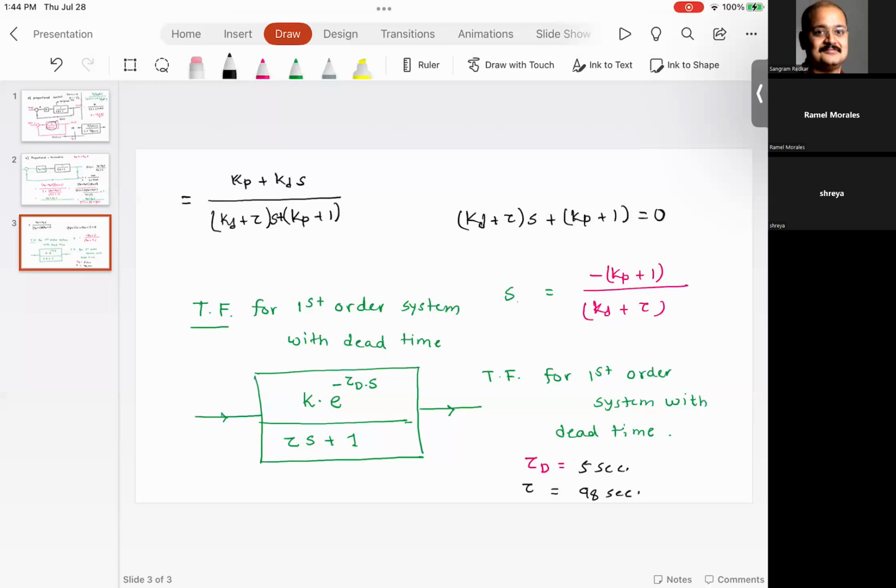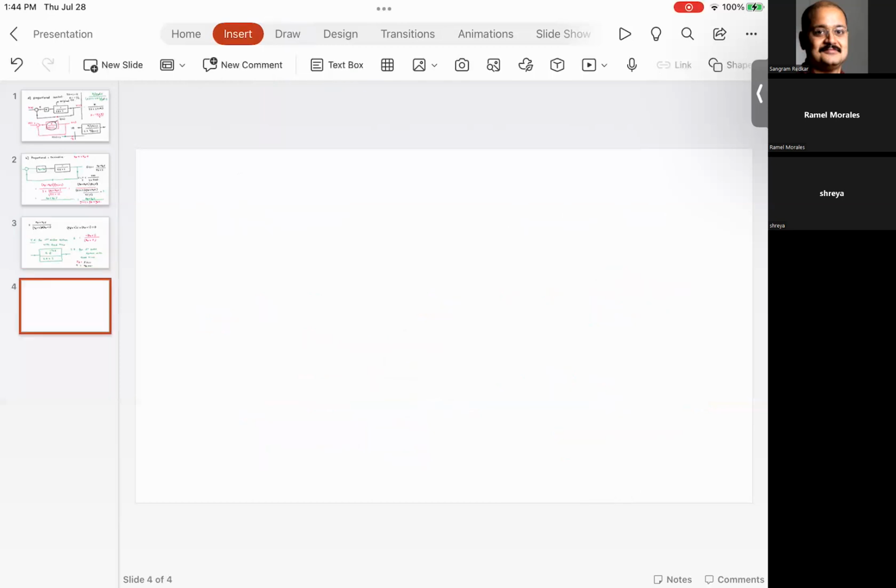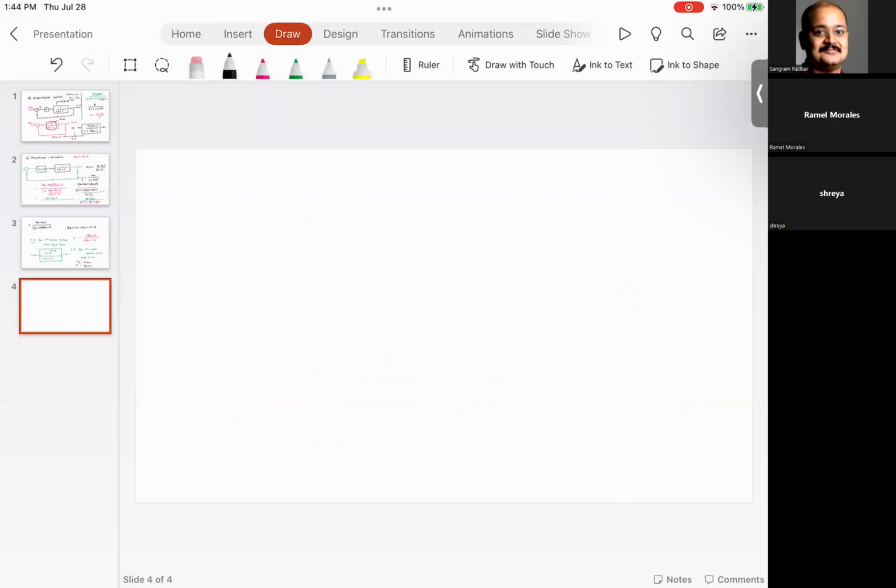MATLAB is not cooperating with me today. So here is what I want you to do till my MATLAB opens. I want you to go to MATLAB, go to Simulink, and then grab the transfer function block.